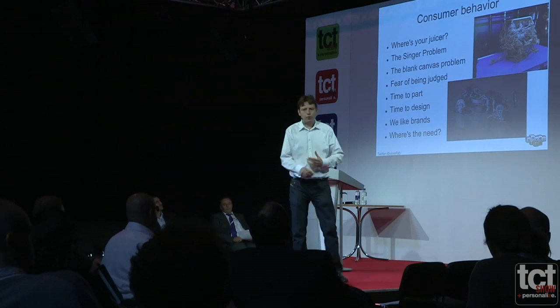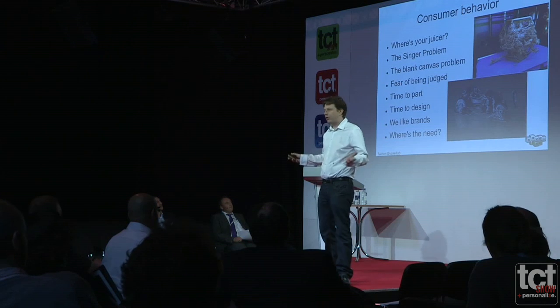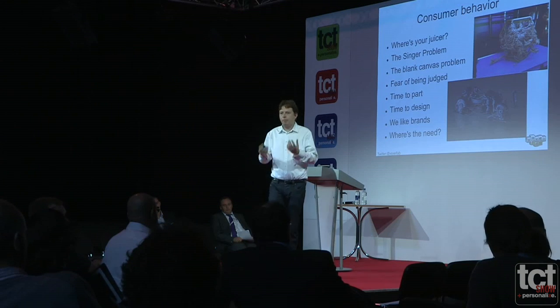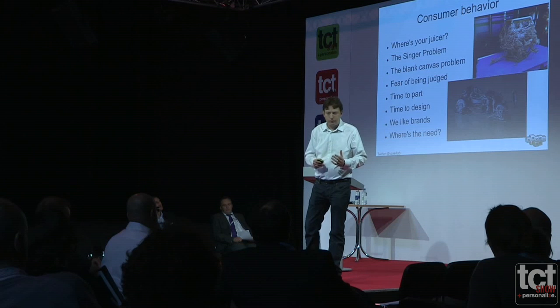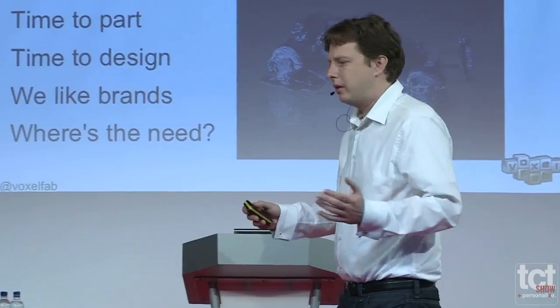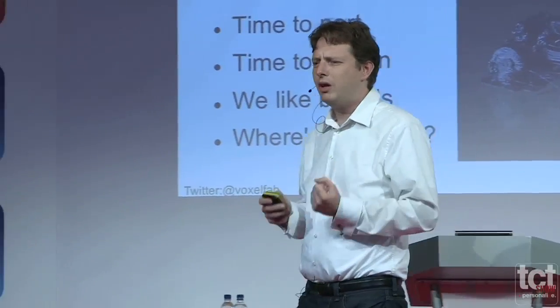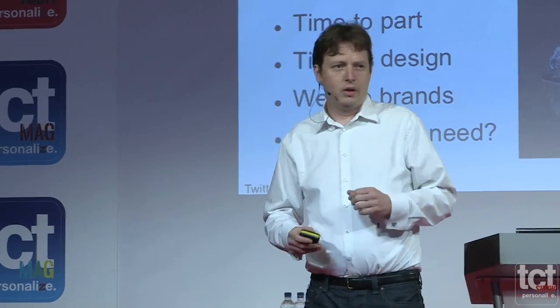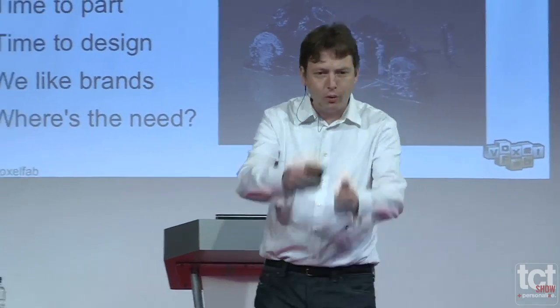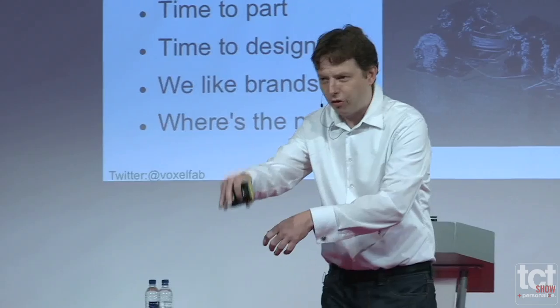Okay, so these problems are all technical problems. These will be solved eventually. But the other problems are problems of consumer behavior, and these are much more difficult to solve. Now, where's your juicer, right? A lot of people have a juicer, and a lot of people really like fresh orange juice. The only thing you have to do is get this bag of oranges, take it home, cut one open, put it in the machine, and then later you clean the machine. And then you can have fresh oranges every day.